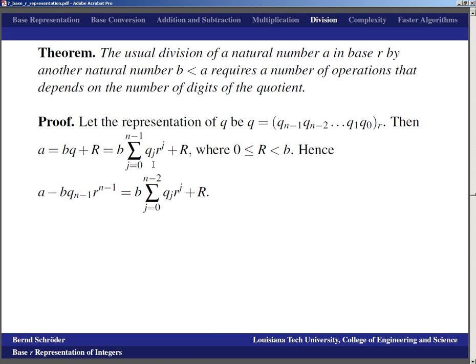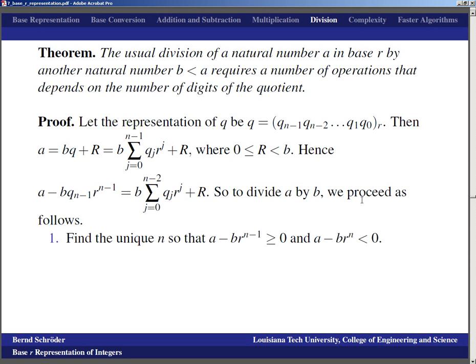Well, then we have that a minus b times the highest order digit in the quotient times R to the n minus 1 is just b times the same sum as before, only up to n minus 2, of q_j R to the j, plus the remainder. And that means to divide a by b, we can proceed as follows. We first find the unique n so that a minus b times R to the n minus 1 is greater than 0, and a minus b times R to the n is smaller than 0.